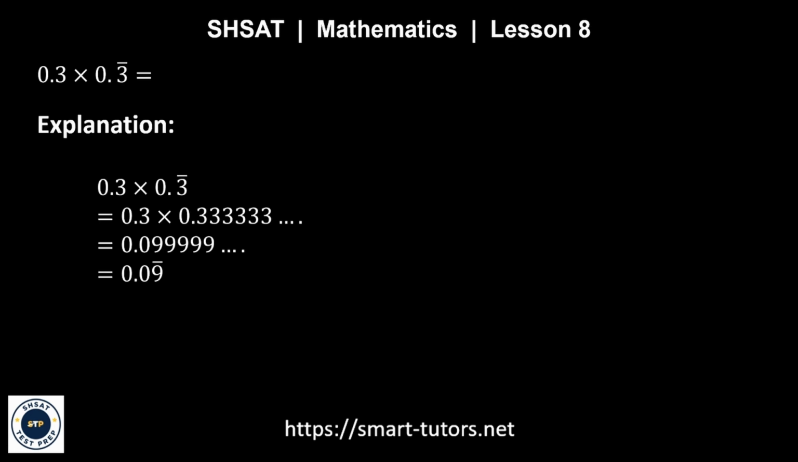0.3 times 0.3 repeating decimal. How do you do that? So it's simple. You simply multiply as you would a regular decimal. So 0.3 times 0.333, you just multiply as it is, but just know it's a repeating result because it's being multiplied by the repeating number.